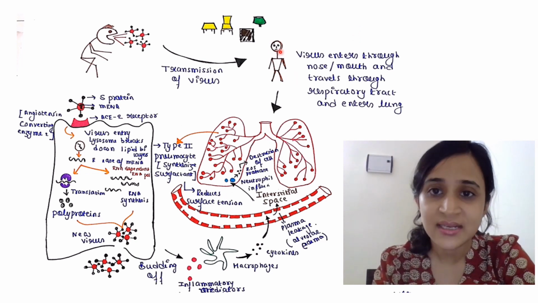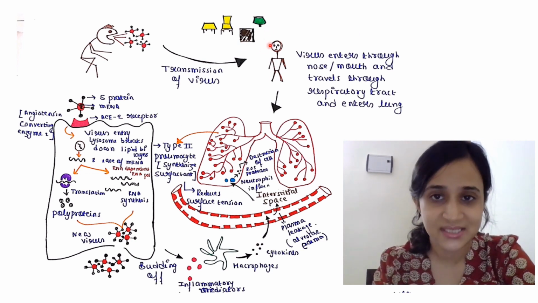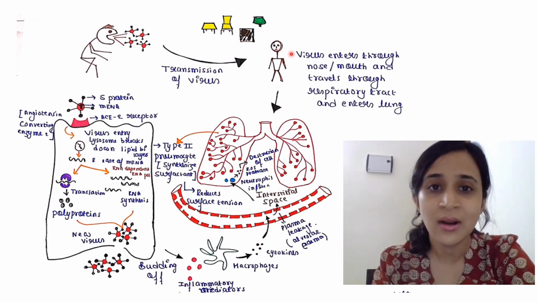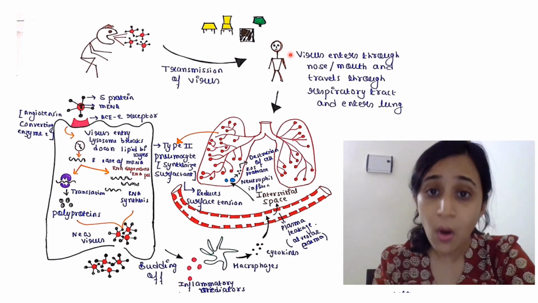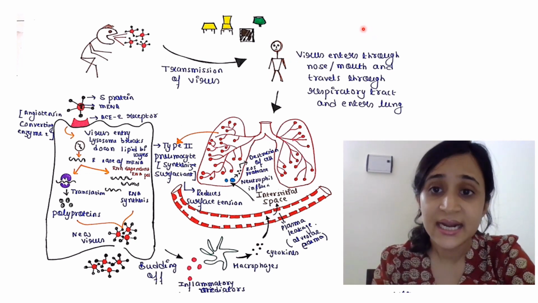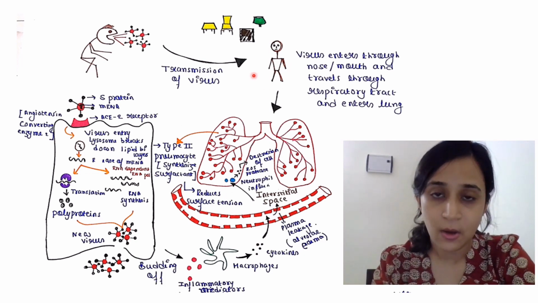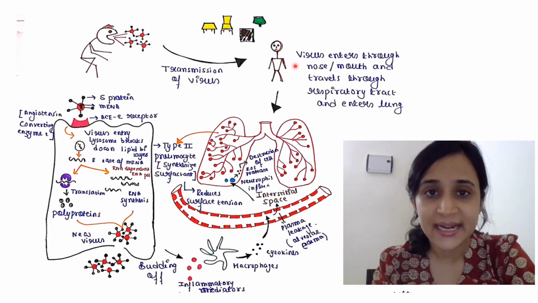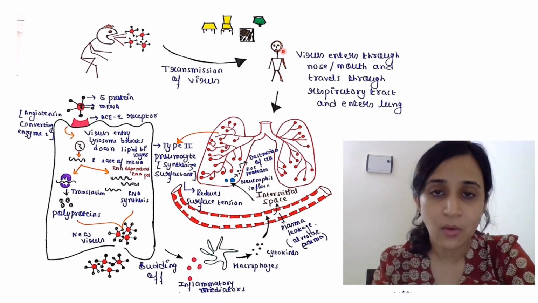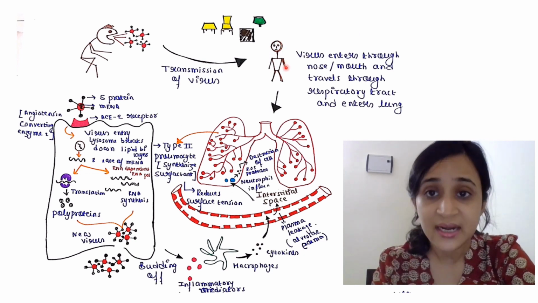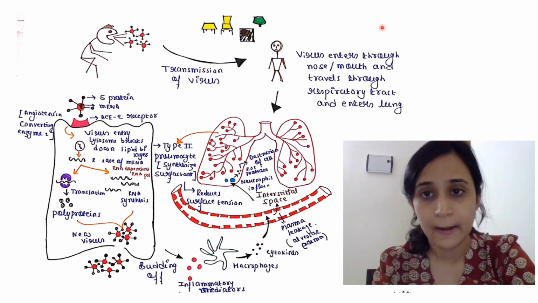Now this person is innocent and doesn't know about the infection. He is now touching those contaminated objects and touching his nose or mouth afterwards, or inhaling the virus directly from the air. So he will get infected now. The virus will enter through the nose or mouth, travel through the respiratory tract and enter the lung.